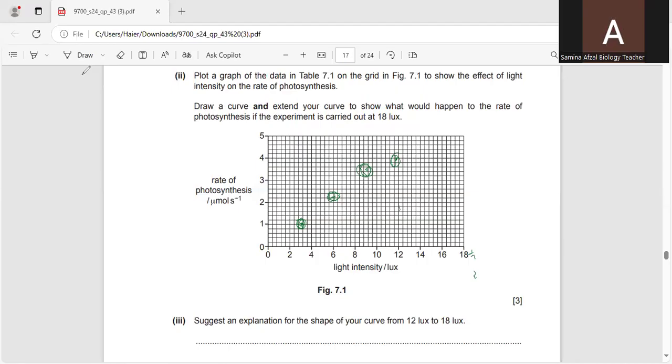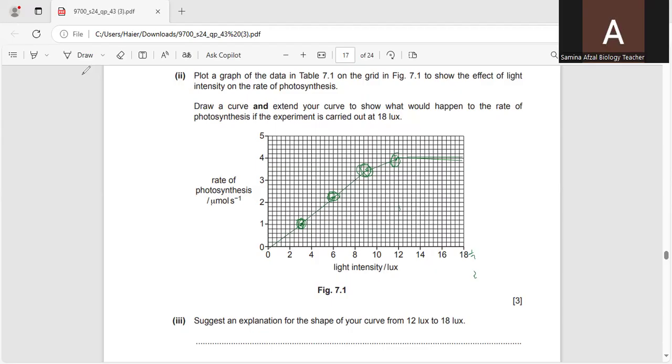First value was on, so it will be in this way. It will be in this way. Don't forget to use the scale. So next we have to extend. Now we have to extend between 12 to 18 according to the question. So in this way, we will extend from 12 to 18.